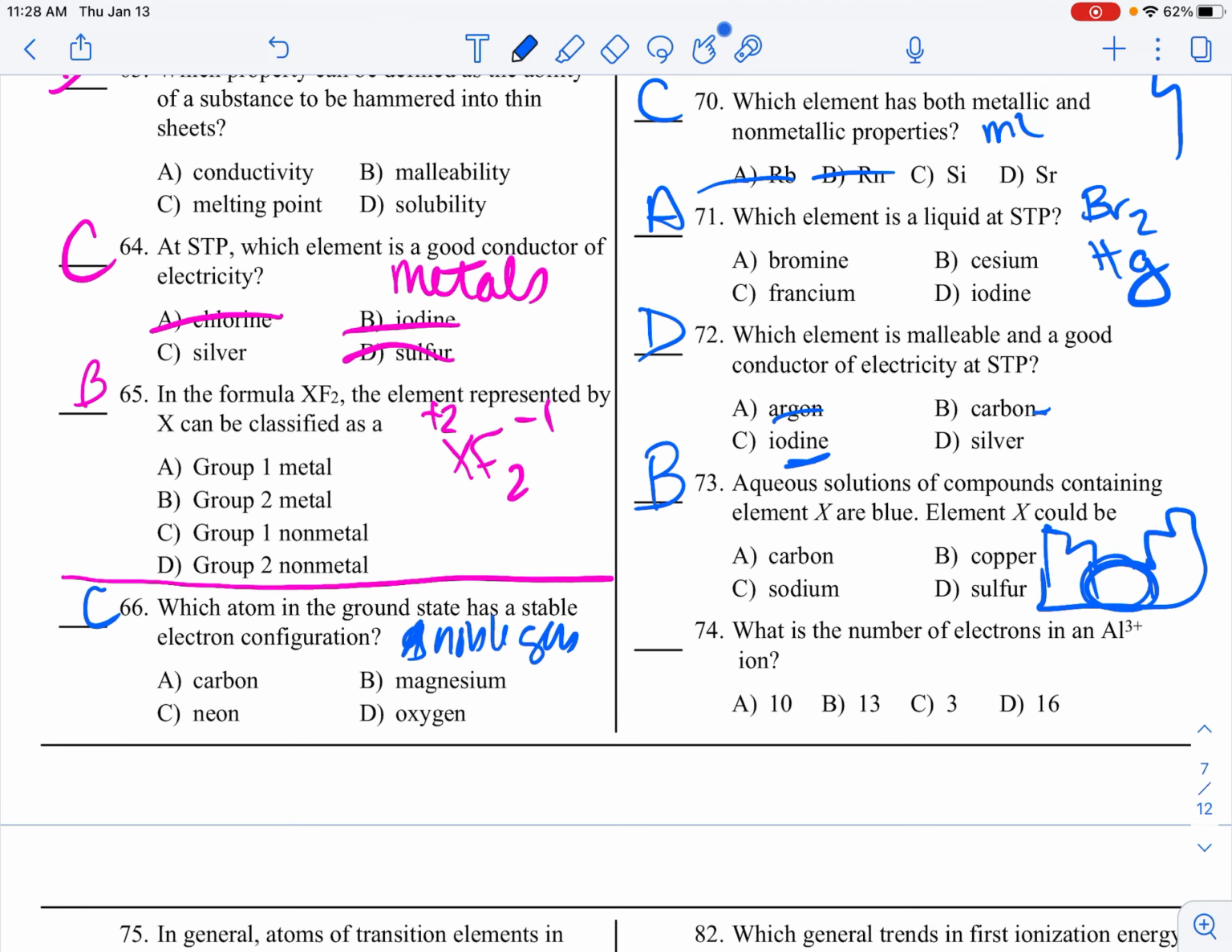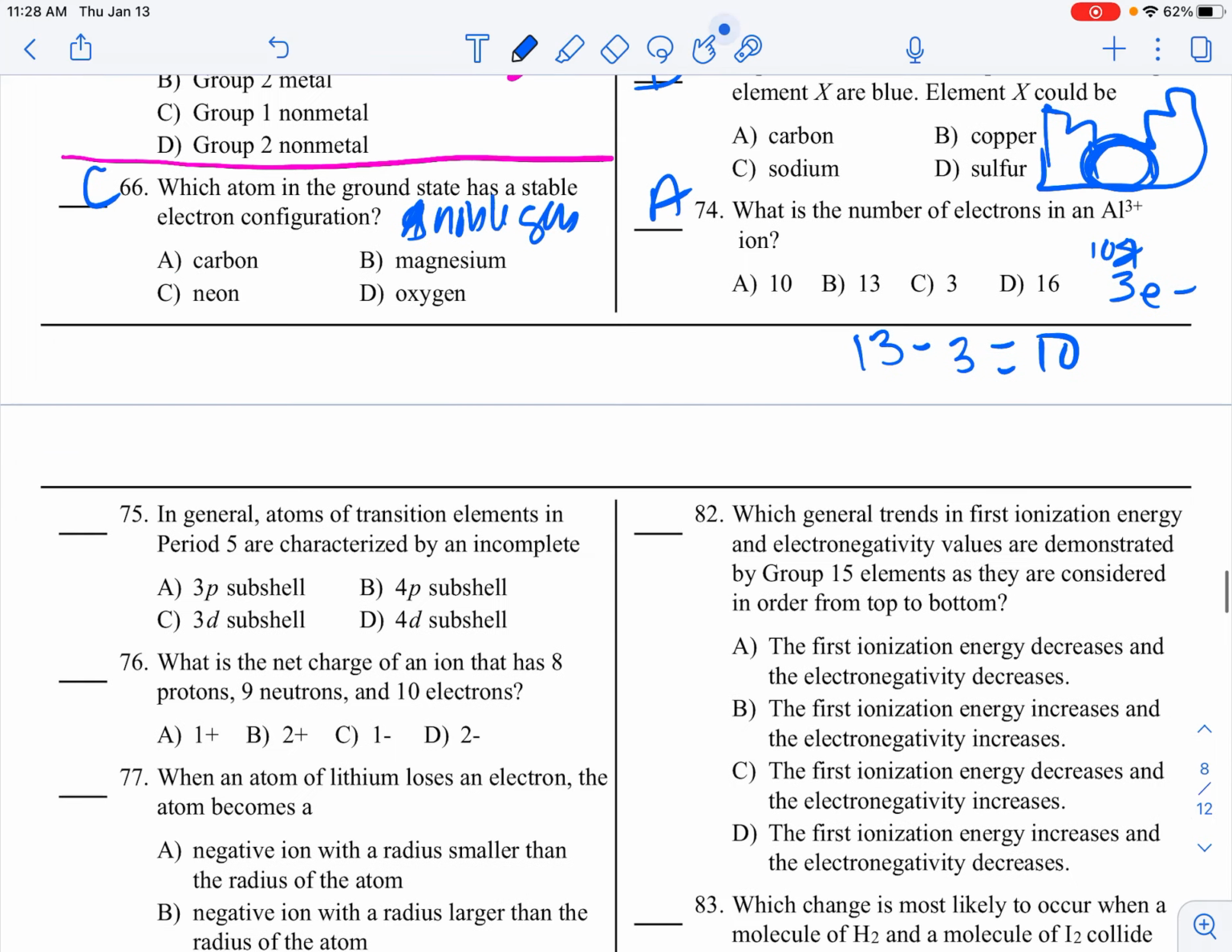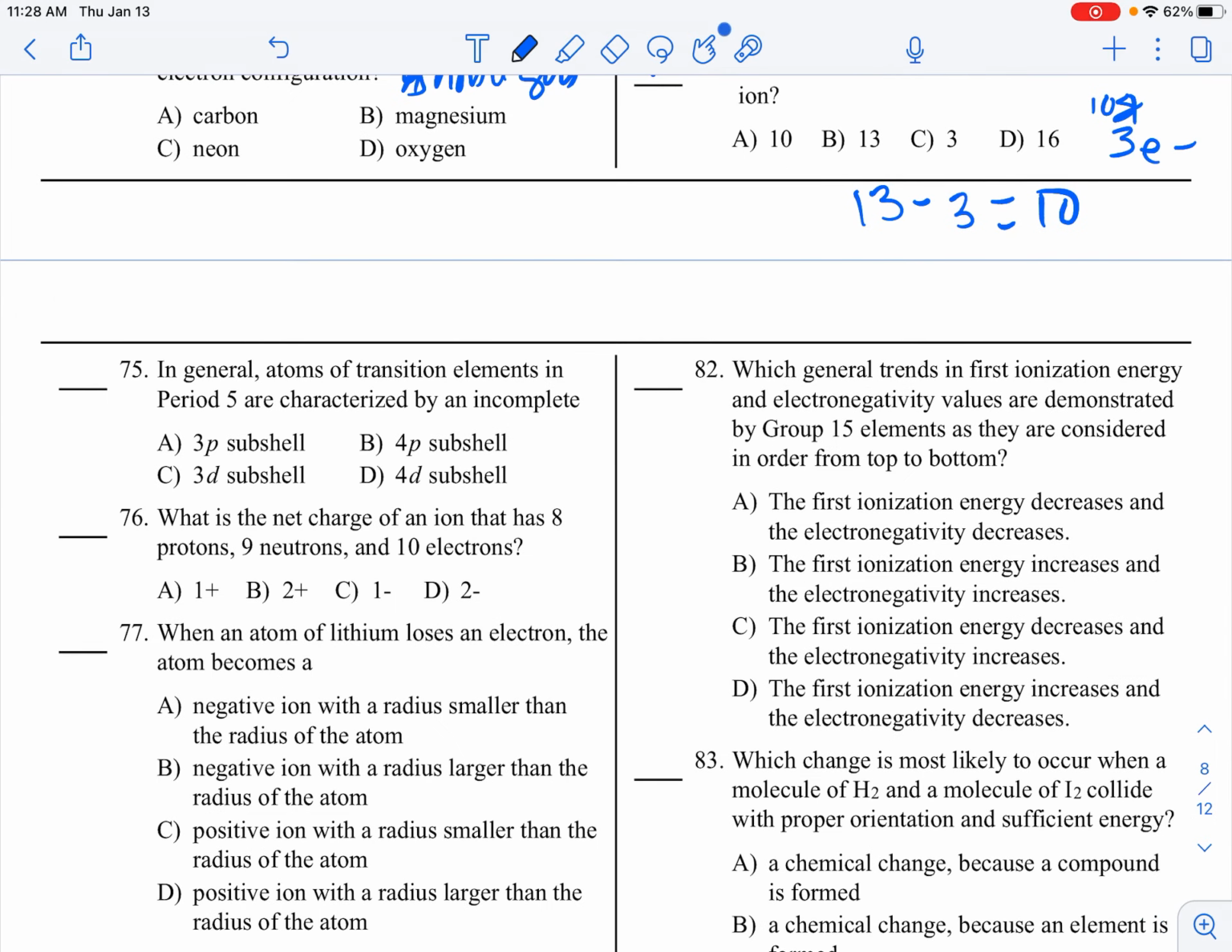This middle section here. What is the number of electrons in an Al+3 ion? So Al+3 means we've lost 3 electrons. So aluminum normally has 13, but we've lost 3. So it's 10.